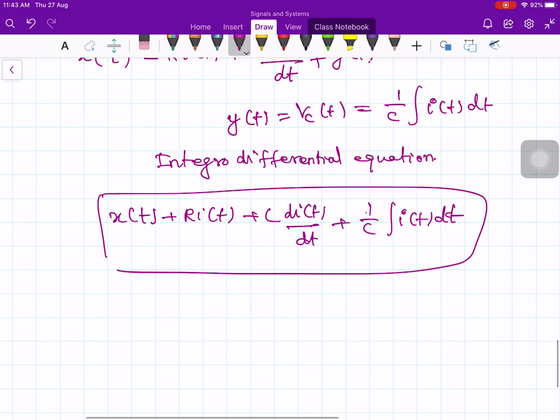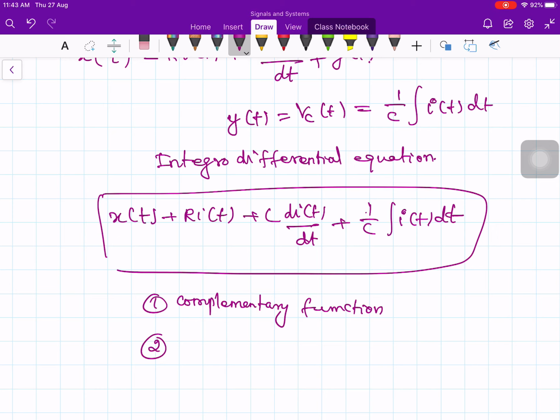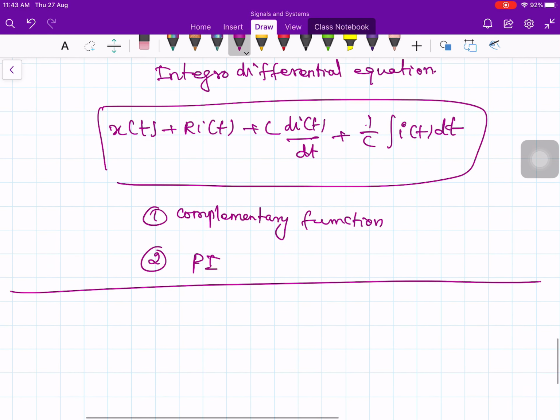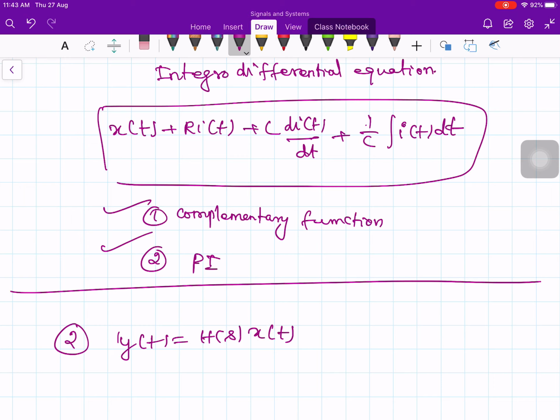For this differential equation, you will get 2 solutions. One is the complementary function: make the input equal to 0, then find the answer. And the second part is to find the particular integral. So this is one method, and the second method is, instead of doing this difficult process, you can find the output y of t is equal to H of s times x of t. So this is another method. And the third method, for discrete time systems, we said y of n is equal to H of z times x of n.